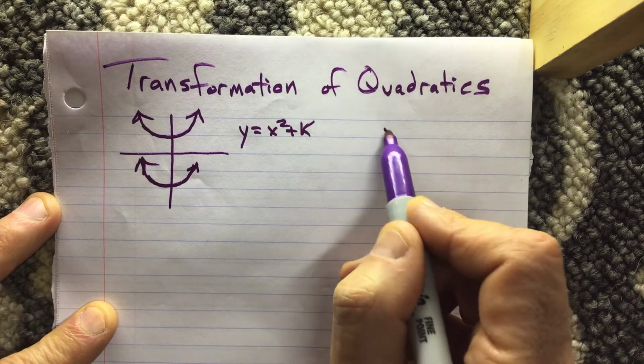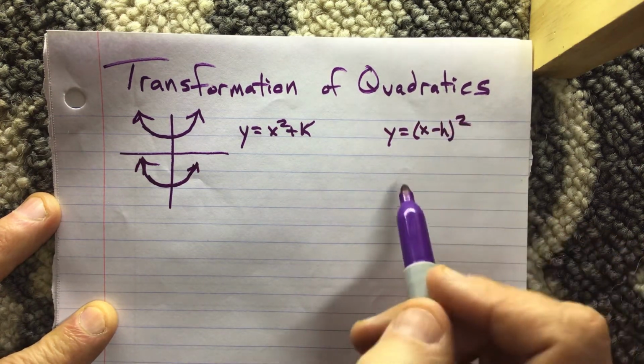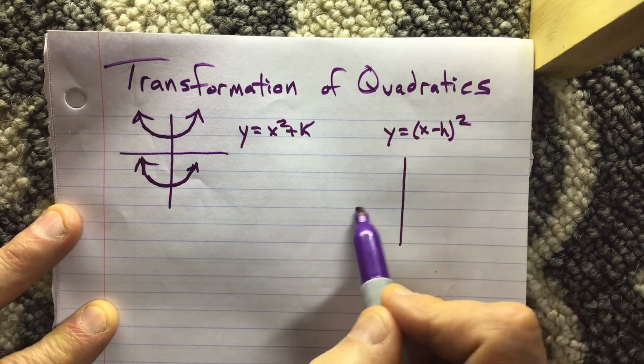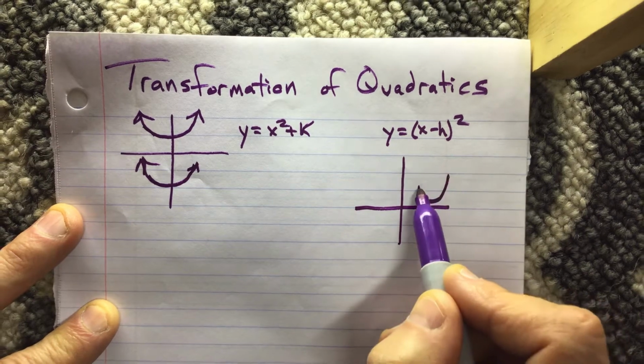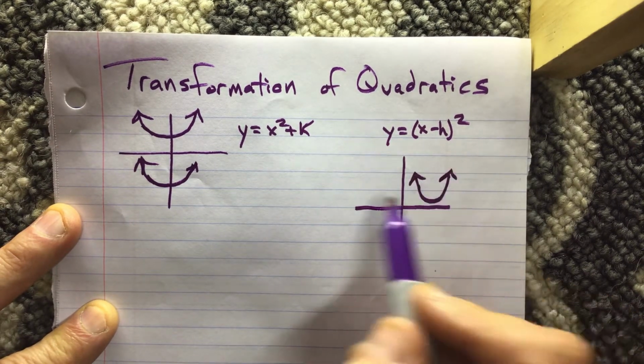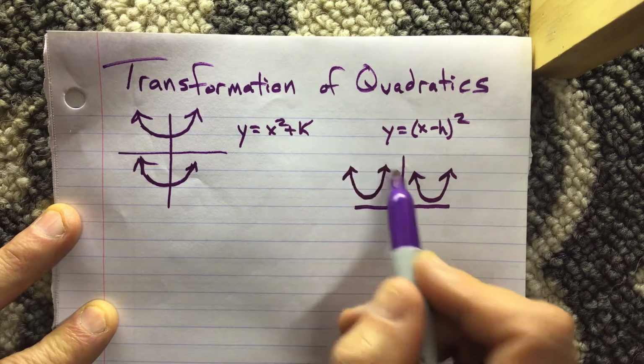y equals (x minus h) squared. That's a horizontal shift, so that shifts your parabola left and right, so it keeps its general shape, shifts it that way or shifts it this way depending on what h is.